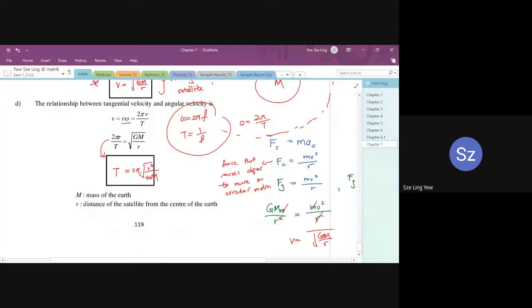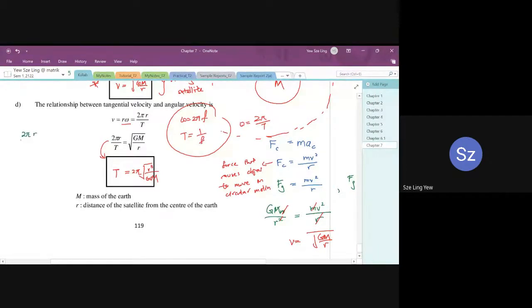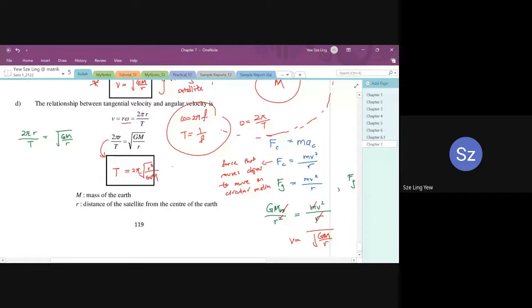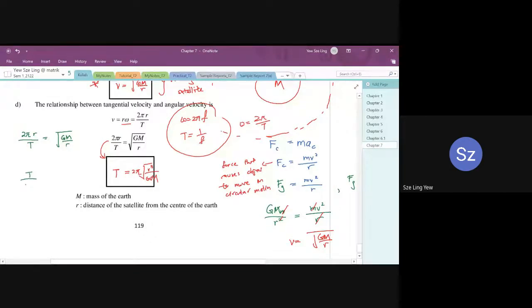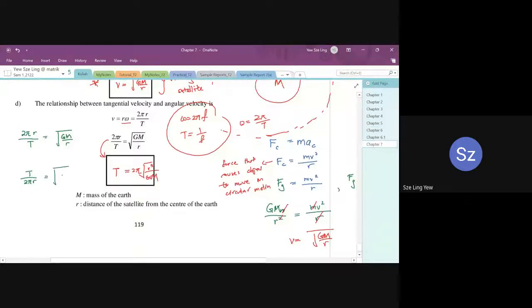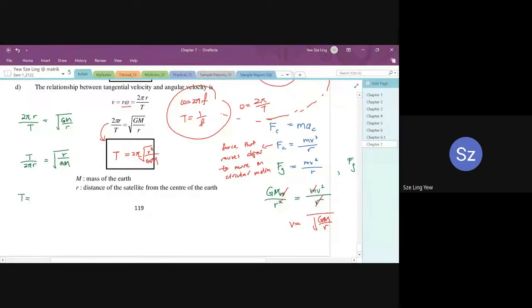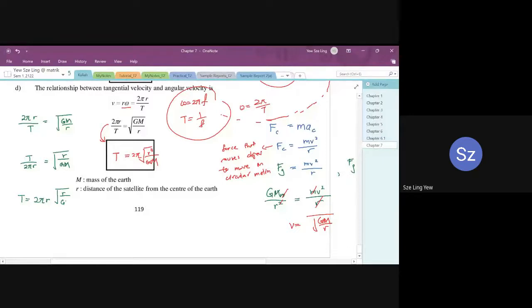Now, how to get this r cubed? This is a question that students like to ask. So now you have 2 pi r over T equals the square root of GM over r. What we want to do is rearrange the equation, therefore I'm going to flip it over. So T over 2 pi r equals the square root of r over GM. I flip it over first to make it easier to rearrange the equation. So T is then equal to 2 pi r times the square root of r over GM.